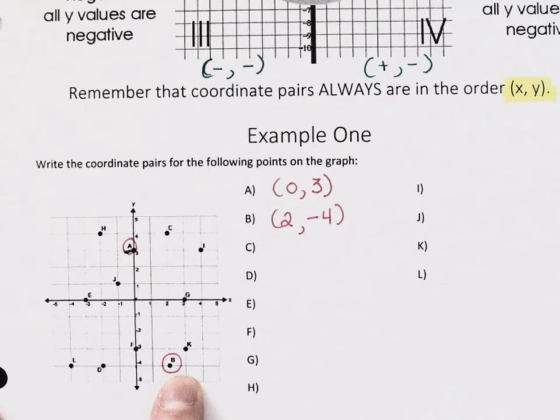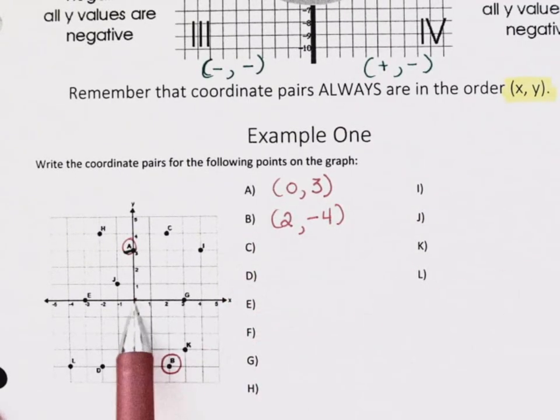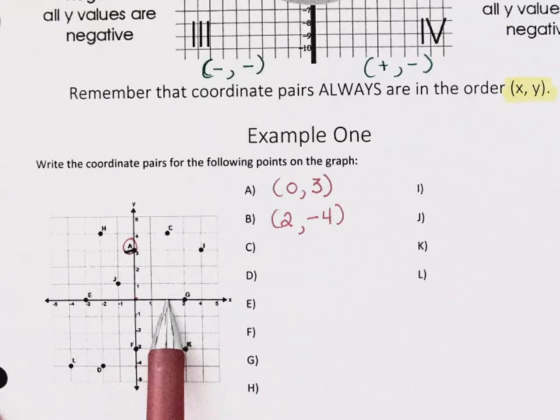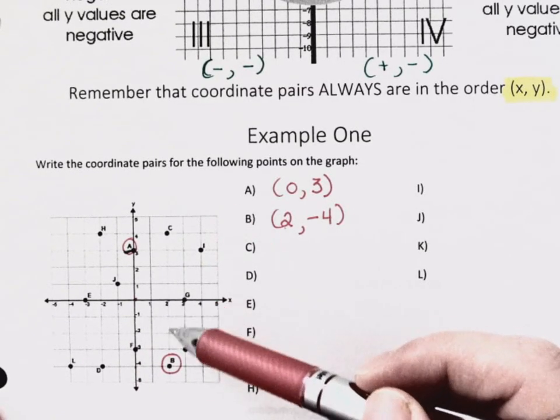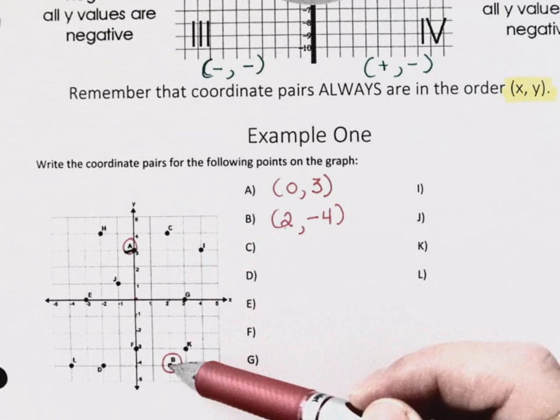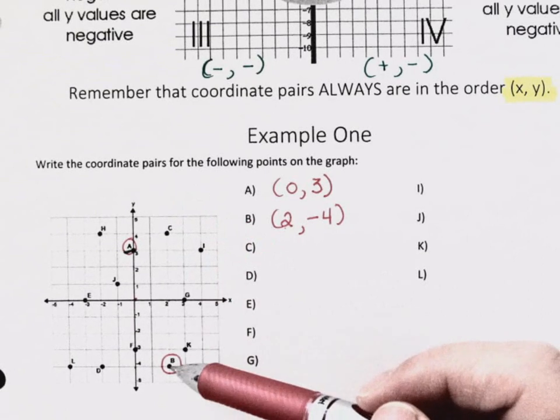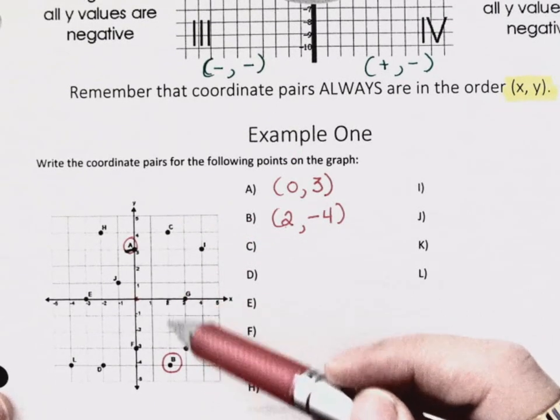And you're like, but that didn't get you to the point. You can do it this way. You can travel over 2. So we've traveled to the right 2. So there's my 2. And then we're traveling down 4. And if it's down, that means it's at negative 4. So over 2, down 4.